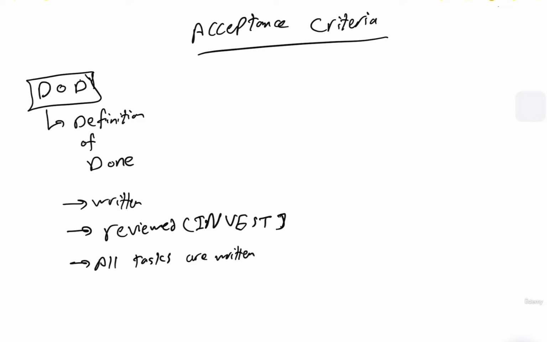Then this is about planning. Also, we should say that all acceptance criteria are specified. So those can be considered as the definition of done of writing the user story. But what about the definition of done of finishing or implementing the user story?